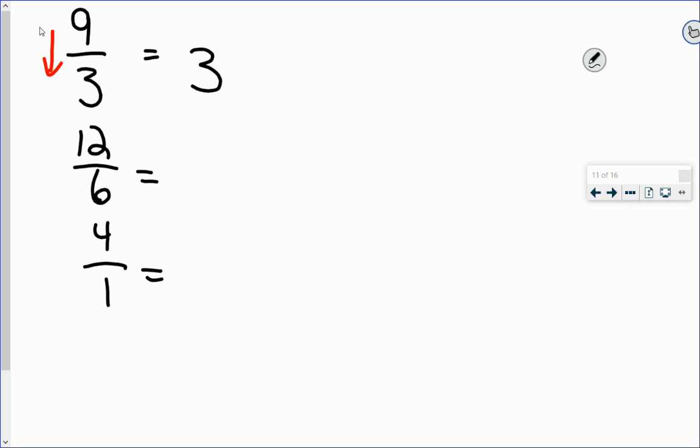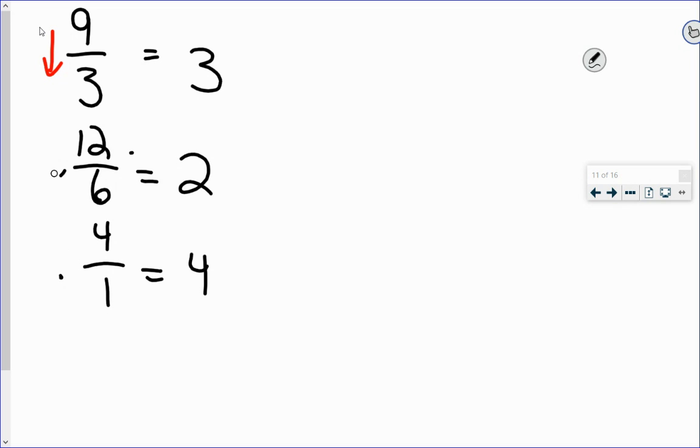Okay, now let's try the next one. Again, divide down the fraction. So how many 6s are in 12? That would be 2. That's 12 divided by 6 is 2. And then 4 divided by 1, meaning how many 1s make up 4? The answer is 4. That's pretty simple. Again, these fractions are integers because when you divide them, they turn into integers.